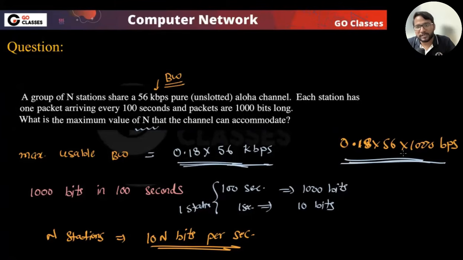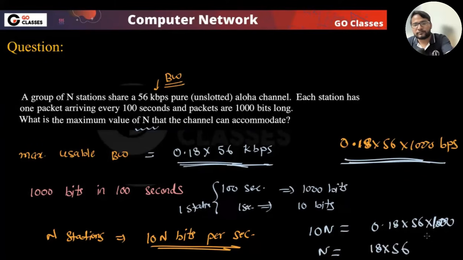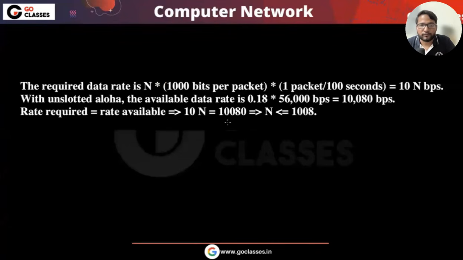So basically you can say that 10n must be equal to 0.18 into 56 into 1000, right? These many bits are the maximum possible. So this 10n cannot be more than this. I mean, you can say it is less than or equal to this. So n will be, you divide by 10, 18 into 56, right? Which will be 1008.